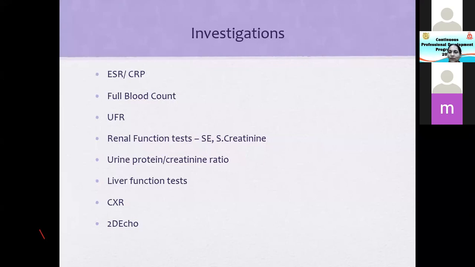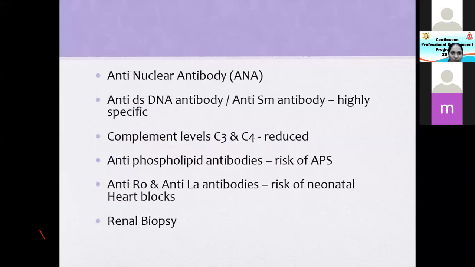So full blood count will help you to identify cytopenias. UFR is very important. In active disease, you might have active sediments of RBC casts, WBC casts, granular casts. These are very important. Renal involvement can be appreciated by doing the renal function tests. Your serum creatinines, urine protein creatinine ratios are very important. The chest X-ray, 2D echo are important to see the cardiac involvements.